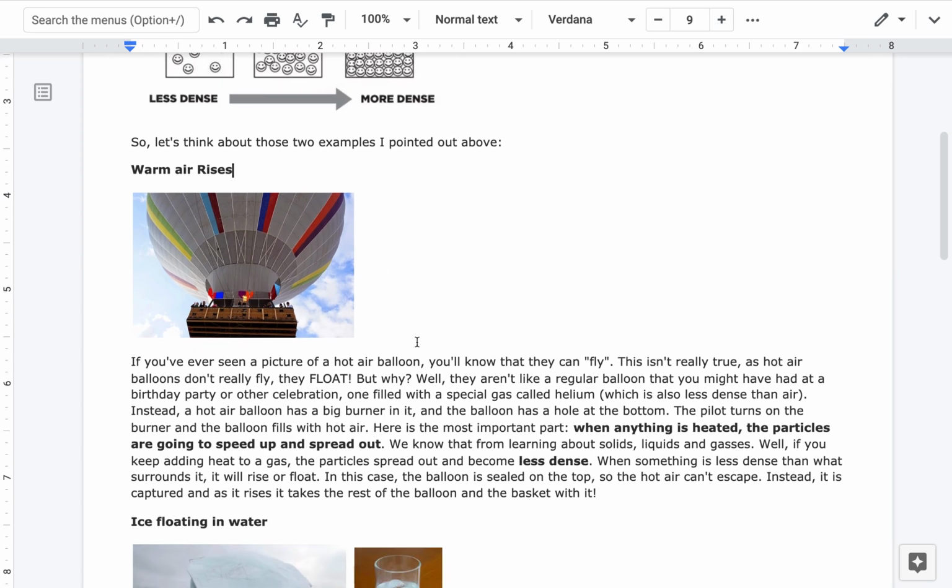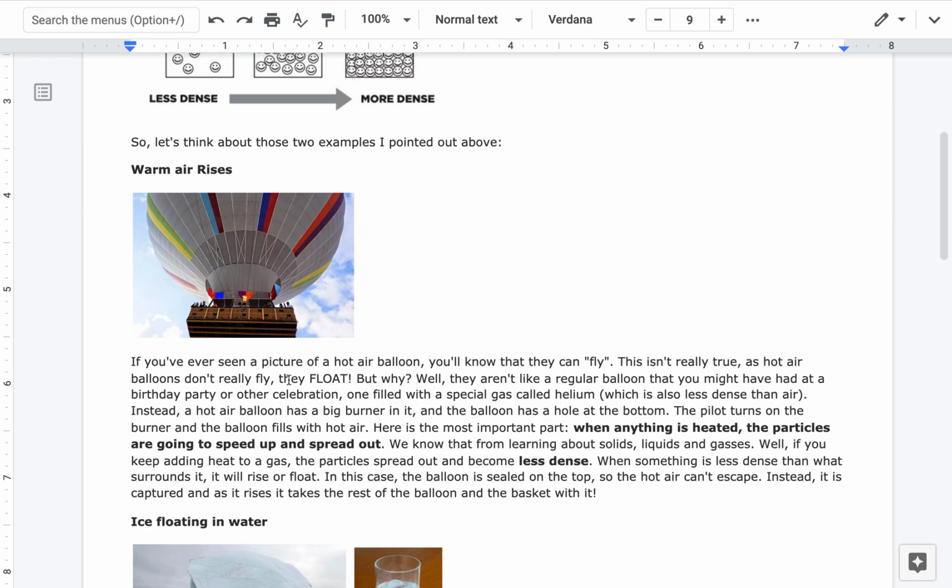All right, so hot air balloons. Now, if you've ever seen a picture of a hot air balloon, and here's a picture right here, you'll know that they can fly. Well, this isn't really true, as hot air balloons don't really fly, they float. But why? And how? Well, they aren't like a regular balloon that you might have had at a birthday party or other celebration, one filled with a special gas called helium, which is also less dense than air.